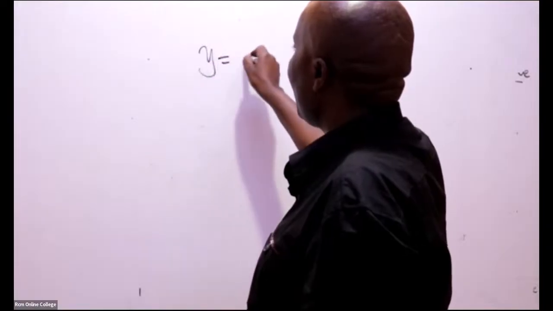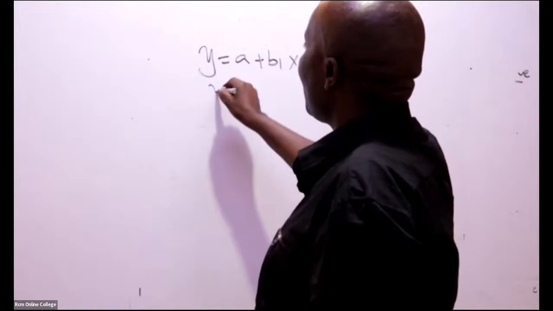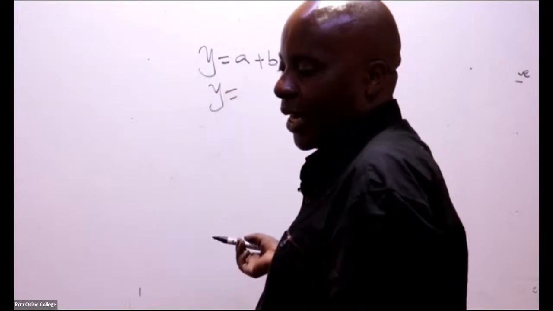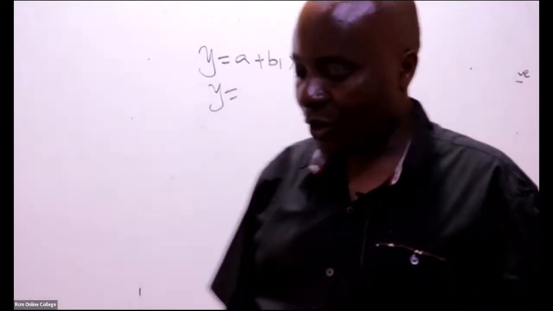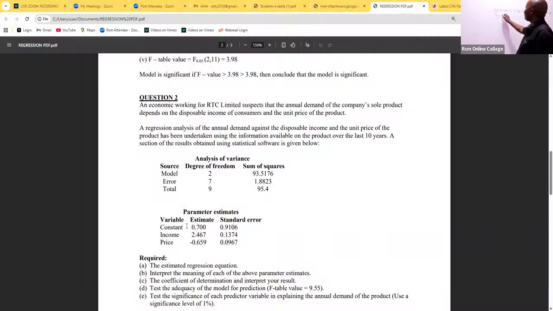So we have y equals a plus b1 x1 plus b2 x2. A has been given in the question. A is 0.7, plus b1, which is 2.467 x1, plus b2 is negative, so minus 0.659 x2.